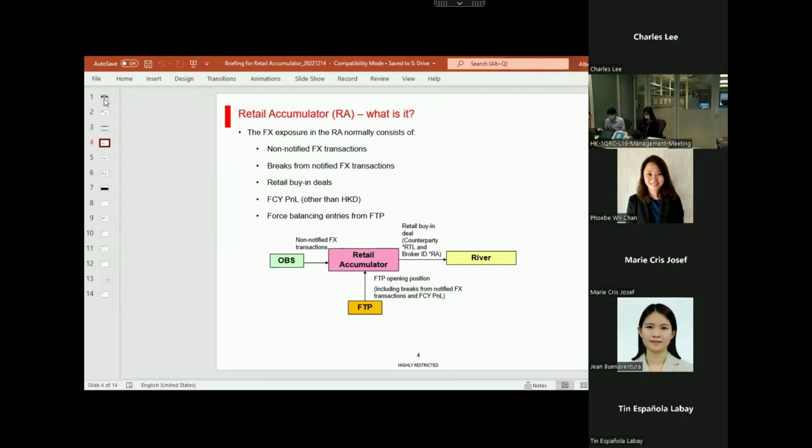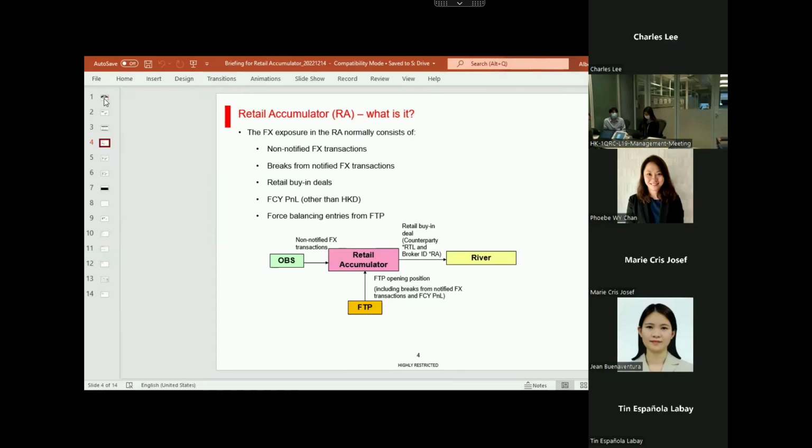The other items that could impact RA are accounting breaks or breaks in notified FX transactions. Notified FX transaction means a large notional FX ticket. Sometimes the ticket is booked incorrectly, either with the wrong notional, wrong amount, or non-offsetting direction. This can also be a contributor to the exposure in RA.